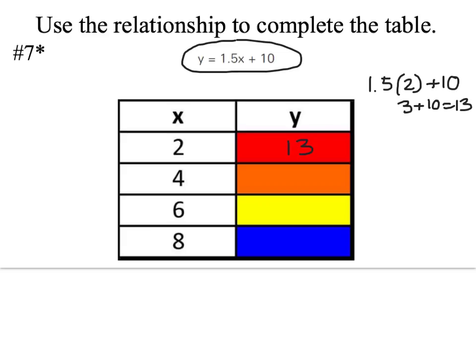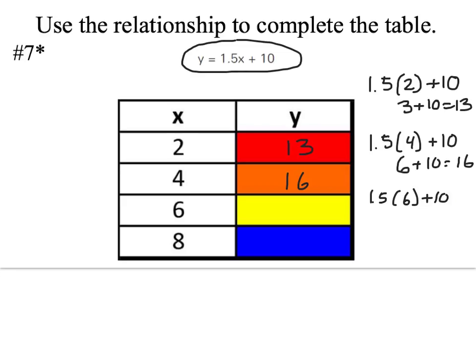Let's plug in 4 into that. 1.5 times 4, add 10. So 1.5 times 4 is equal to 6. 6 plus 10 gets me 16, so the next value would be 16. The next one, let's try 1.5 times 6, then let's add 10 to that. So 1.5 times 6 would be 9. 9 plus 10 gets me 19.